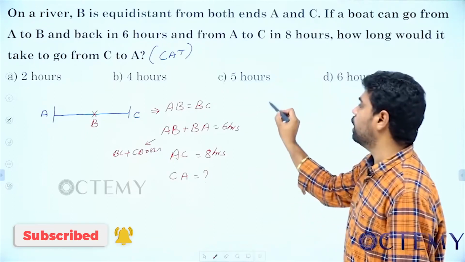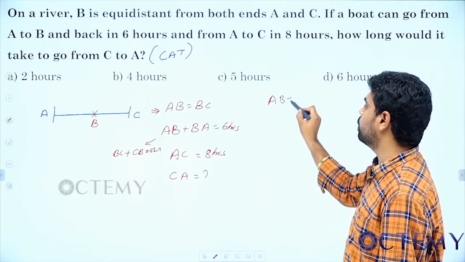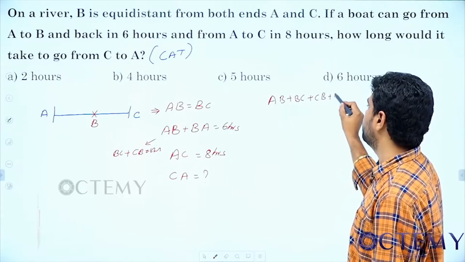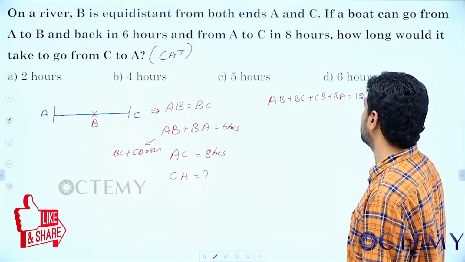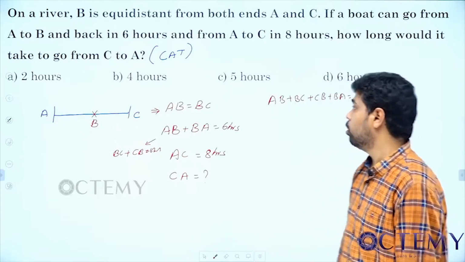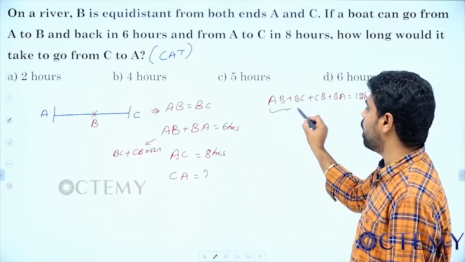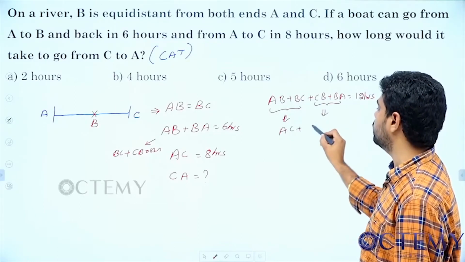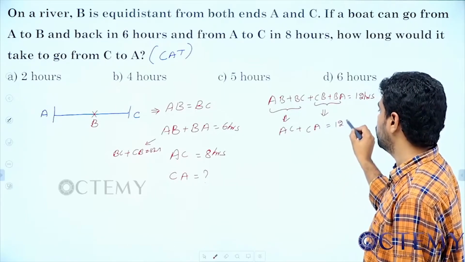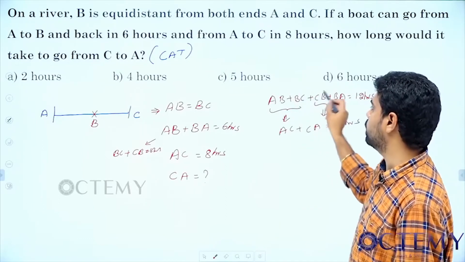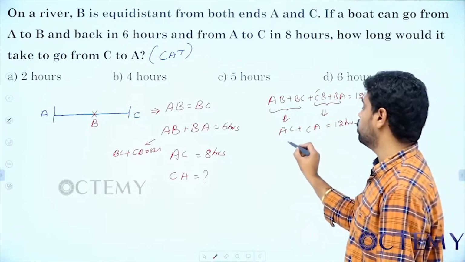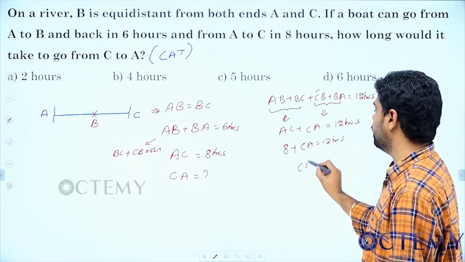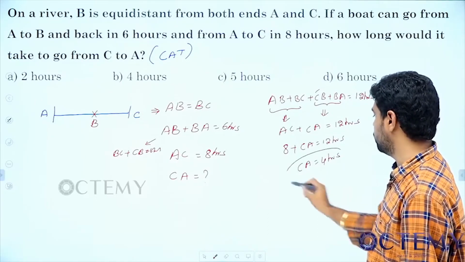So can I write AB plus BC plus CB plus BA totally will be 12 hours. Now this half part I can write as AC, and the next half part as CA, which is equal to how many hours? 12 hours in total. This is 6 hours and this is 6 hours. Totally I took 12 hours. So now he already gave 8 hours for AC, plus CA equals 12 hours. So CA equals how many hours? 4 hours. That's it. This is one way of solving.